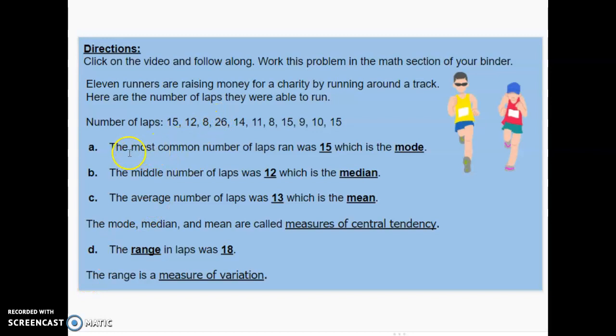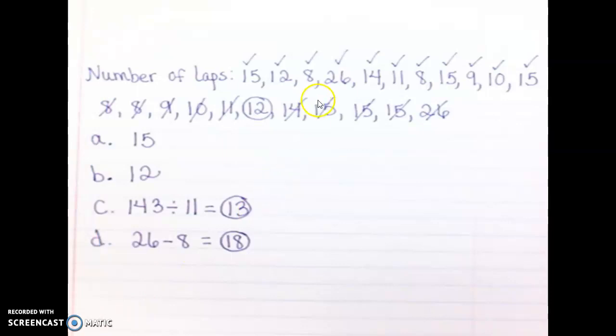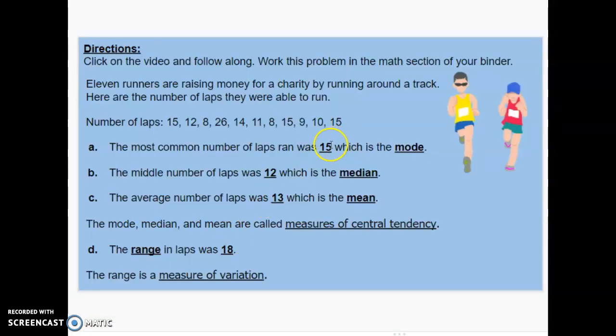The first question that we answered asked us about the most common number of laps ran. And when we put those numbers in order, we could see that 15 was the number in our list that appeared most often. So 15 occurred most often in our list, more than any other number. We actually have a name for that number that occurs most often, and that would be the mode. You can actually have more than one mode, and you could also have a set of numbers in which there is no mode or none.